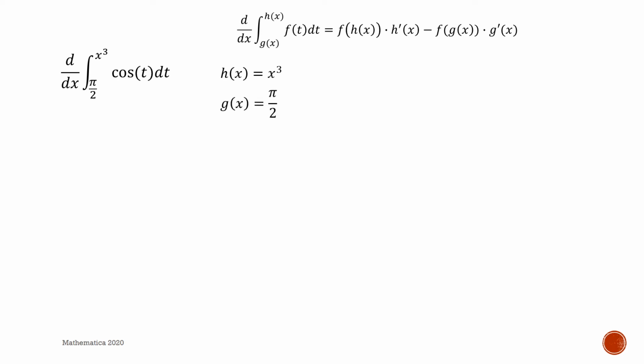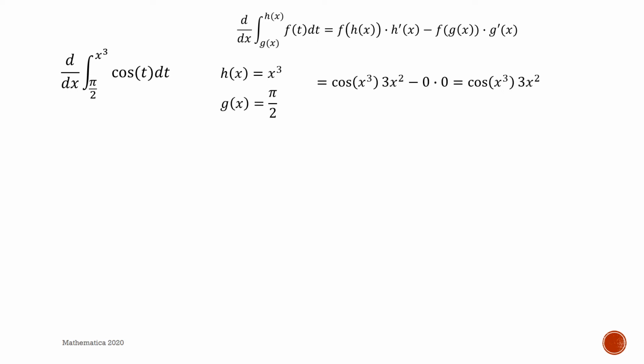And we're simply going to apply the rule: f of h of x times the derivative of h of x, minus f of g of x times the derivative of g of x. So when I simply plug and play, I end up with cos x cubed times 3x squared minus 0 times 0. Final answer, cos x cubed times 3x squared. Done. If you had to use the chain rule, it's a little bit more complicated.